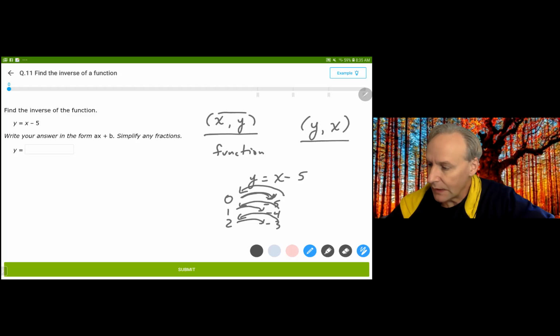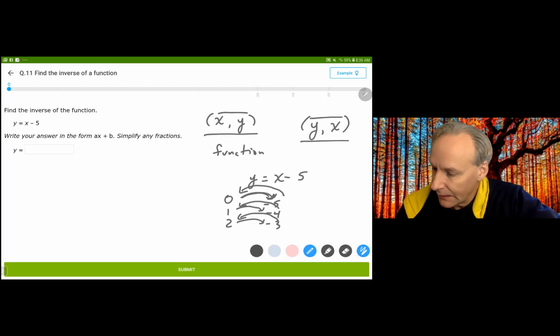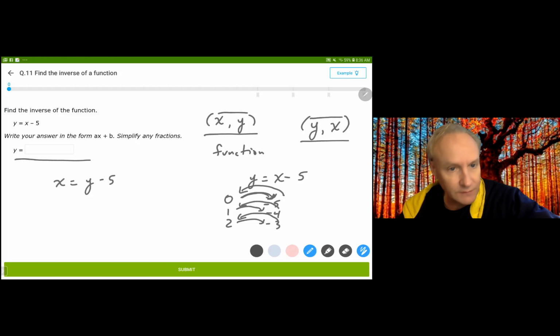So now in order to do that, notice what happened here. The x and y got reversed, didn't they? The y is now the x and the x is now the y. So that's what I'm going to do. I am going to switch the x and the y. So I have x equals y minus 5. But we want to write it as y equals. So in order to do that, we're going to add 5 to both sides.